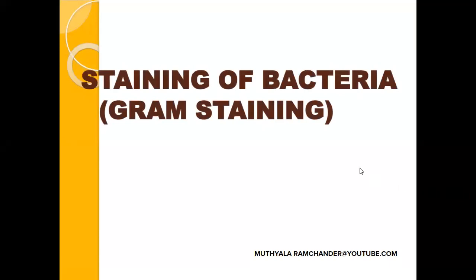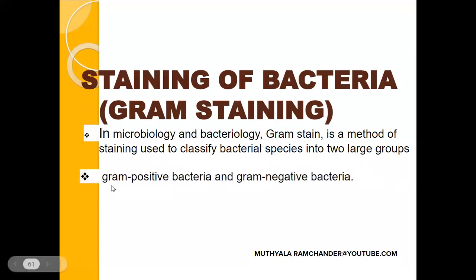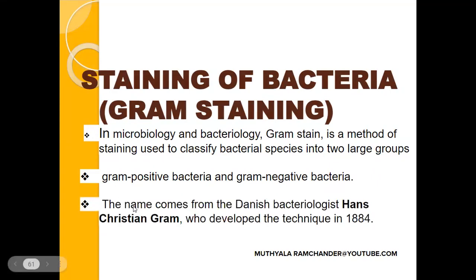Staining of bacteria is also called Gram staining. In microbiology and bacteriology, Gram stain is a method of staining used to classify bacterial species into two large groups. The two large groups are gram-positive bacteria and gram-negative bacteria. The name comes from the Danish bacteriologist Hans Christian Gram, who developed the technique in 1884.